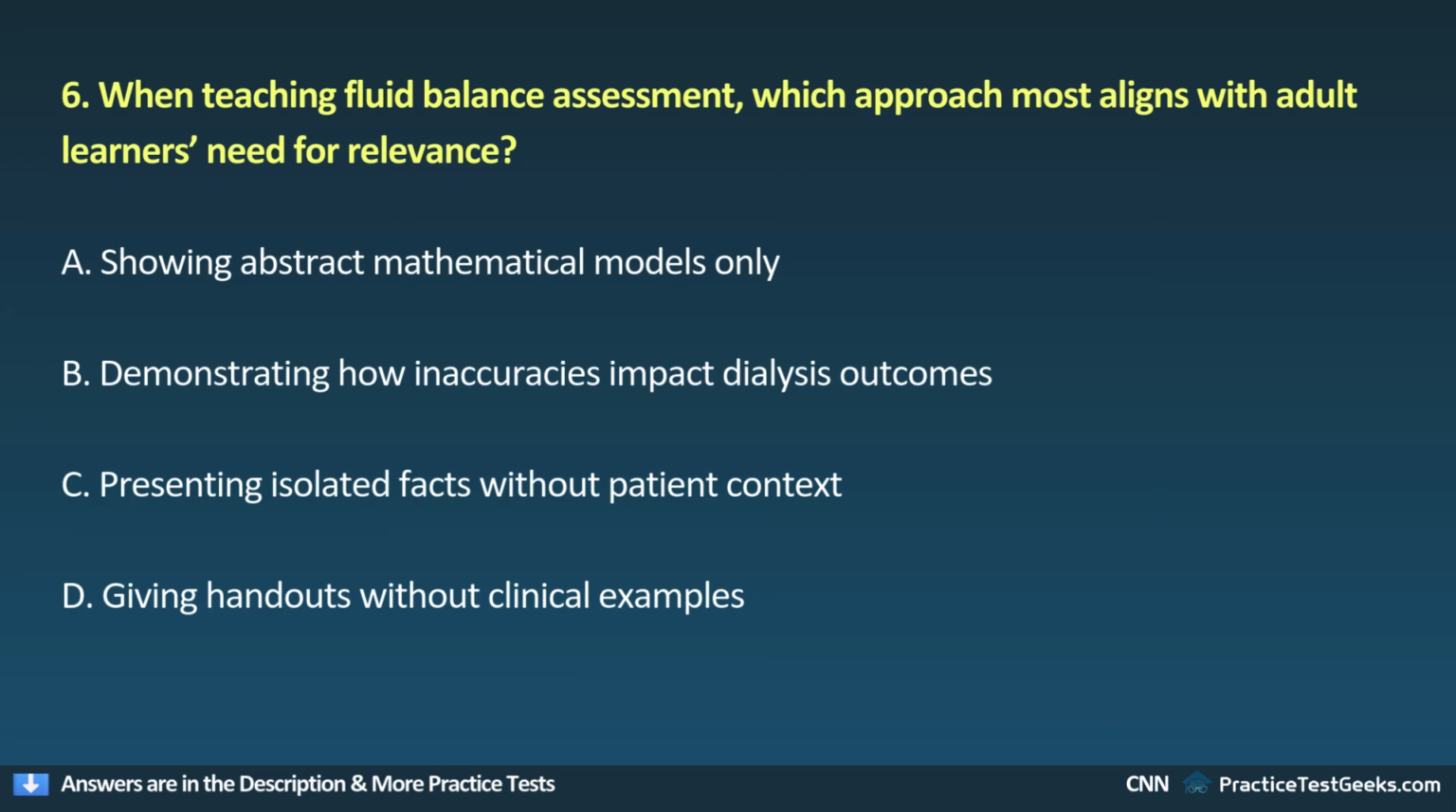6. When teaching fluid balance assessment, which approach most aligns with adult learners' need for relevance? A. Showing abstract mathematical models only. B. Demonstrating how inaccuracies impact dialysis outcomes. C. Presenting isolated facts without patient context. D. Giving handouts without clinical examples.